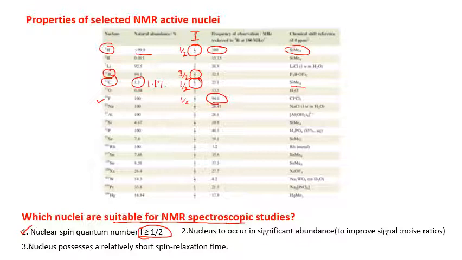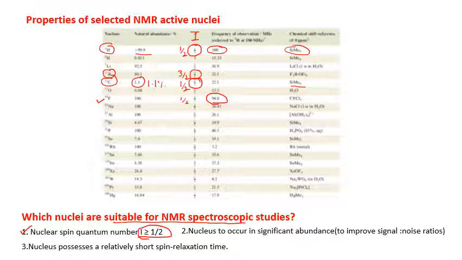Secondly, it is advantageous for the nucleus to occur in significant abundance. Natural abundance is important for NMR because isotopic enrichment may be used to improve the signal to noise ratio. If the natural abundance is higher, it will improve the signal to noise ratio. Although the carbon-13 nucleus, as we all know, has a very low abundance of 1.1%, it is extensively used for NMR spectroscopy. In that case, there are different parameters we have to tune in order to get good spectra.